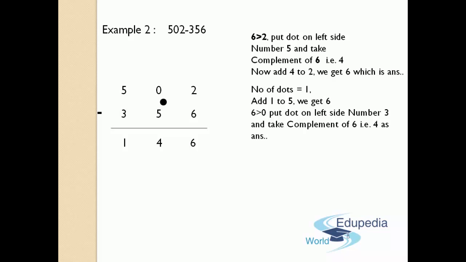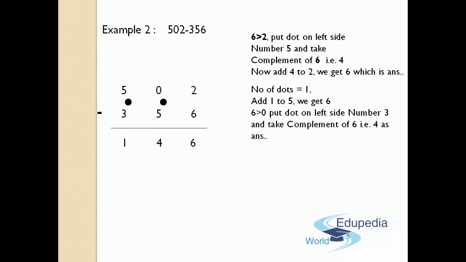Therefore, what you have to do here is immediately put a dot on the next column, on top of the number 3. Now I have placed a dot on top of the number 3. Why? Because in the previous column, the tens column, the number 0 in the minuend is smaller than the number in the subtrahend, that is 6. Now we take the complement of 6. What is the complement of 6? It is 4. Now we write that 4 as the answer in the answers column.